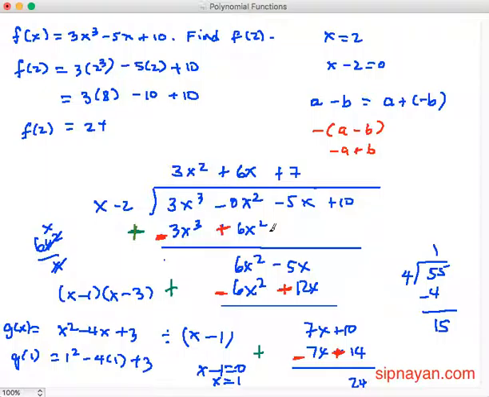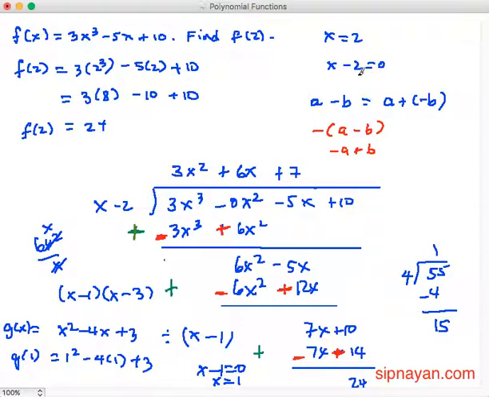Kung napanood niyo yung previous video, ito pa yung ating ginawa, no? Yung nag-divide tayo, in-evaluate natin yung f of 2 ng f of x equals 3x cubed minus 5x plus 10. In-evaluate natin yung f of 2, meaning we substituted 2 to all the x's in the equation, no? And we got 24. Tapos, nung nag-divide tayo, dinivide natin yung expression na to by x minus 2.